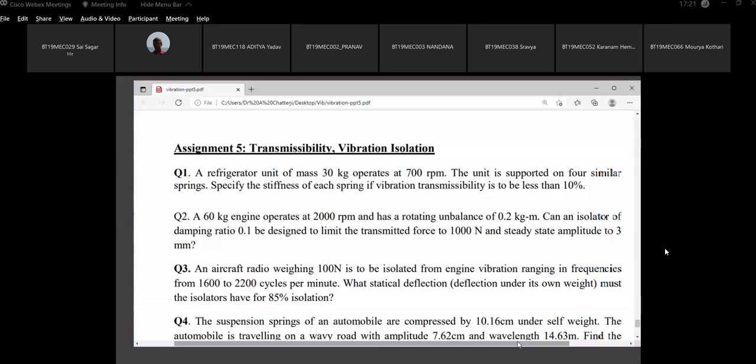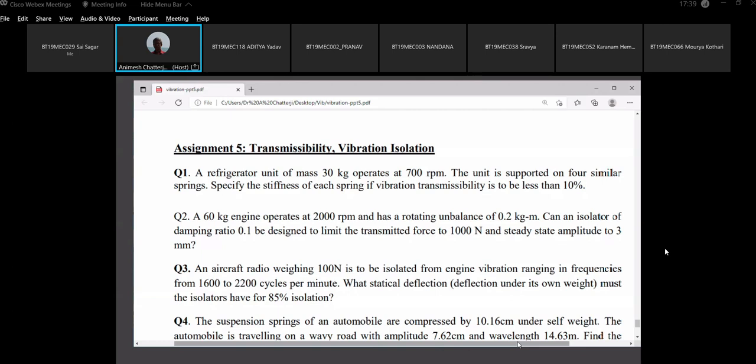Question number 1, if you have any doubt, you can ask me. Otherwise, this should not take more than 5 minutes because damping is absent. Sir, 0.4 million kg per second. If you have done it, then fine, but let others find out.